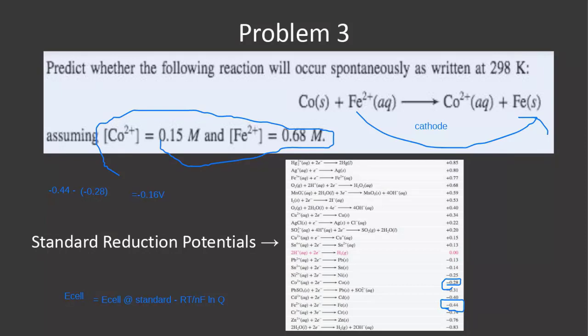Yeah, very good. Okay, so we found that negative 0.16 goes in for our standard. Now we get to plug in our other stuff. This time they gave us the temperature in Kelvin. Sometimes they will, sometimes they won't, so be on the lookout for that. 298. And F would be 96.485. What's n in this case? Yeah, it's going to be 2 again, because both cobalt and iron don't even need to be balanced. They both have 2 electrons. And then ln Q. You guys know how to find Q?